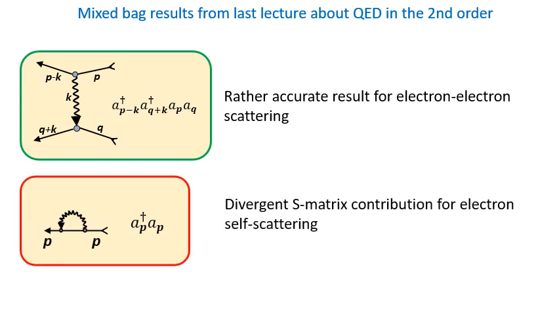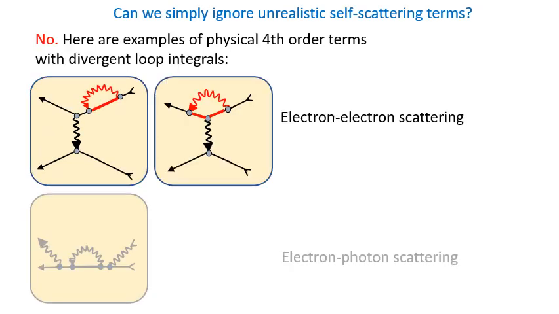However, we also found an unacceptable divergent S-matrix contribution that we interpreted as electron self-scattering. Perhaps we can simply ignore these unphysical renorm terms and focus on real physical events? No. Unfortunately, this is not possible. It appears that in higher perturbation orders, we obtain infinite contributions to physical processes as well.